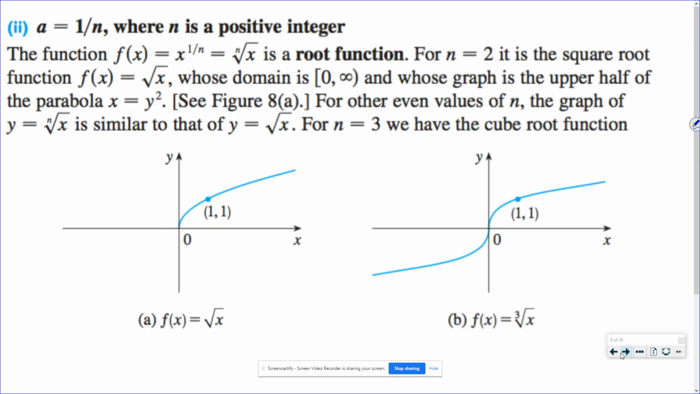There are also things called root functions. Roots are like square roots, cube roots, fourth roots. So here's your square root function. Here's your cube root function. Those should look familiar.